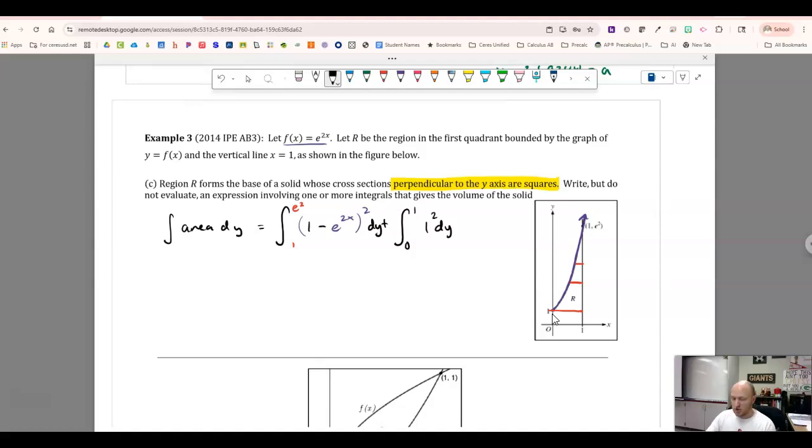And I guess you could put a power of 2 on that if it's a square. I don't think it's going to matter much because 1 squared is 1. So anyway, there is your volume to find this region. Again, it's perpendicular to the y-axis, so we have dy. My bounds are in terms of y, from y equals 1 to y equals e squared. And again, since it's a square, the side, this distance, is going to be my right function, which is just 1, minus my left function, which is e to the power 2x.